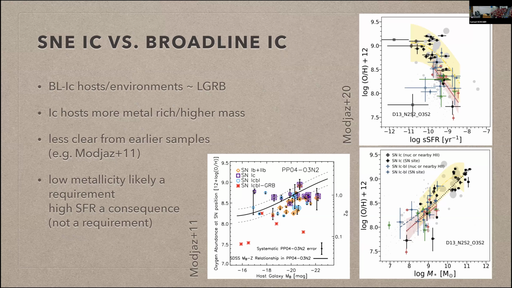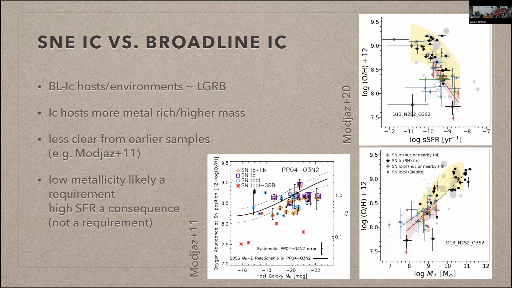And let's get to this. There is a famous compilation, actually both papers by Mariam Mojas et al., trying to see whether there are differences between supernova 1C, broadline 1C, 1B, and GRBs. In the beginning, it was a complete mess, so it was not clear whether there was actually any difference.